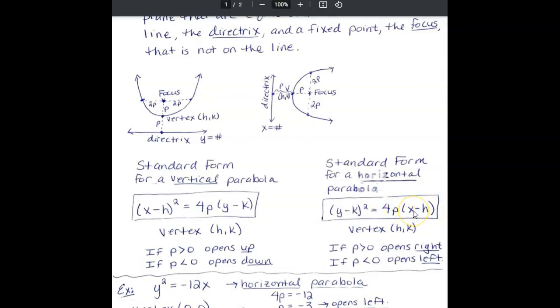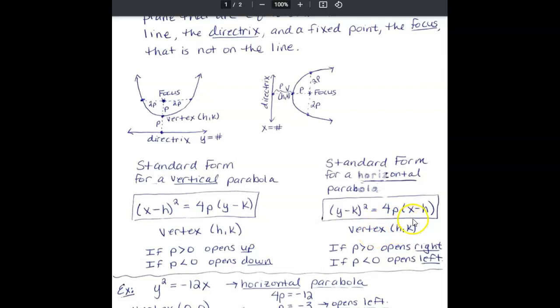So when the x is not squared, but the y is squared, it is horizontal. When the y is not squared, but the x is squared, it is vertical. In a parabola, only one variable is squared.